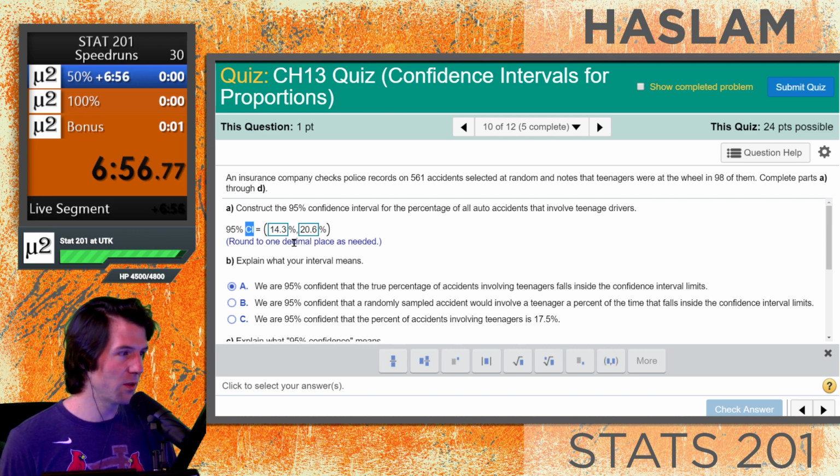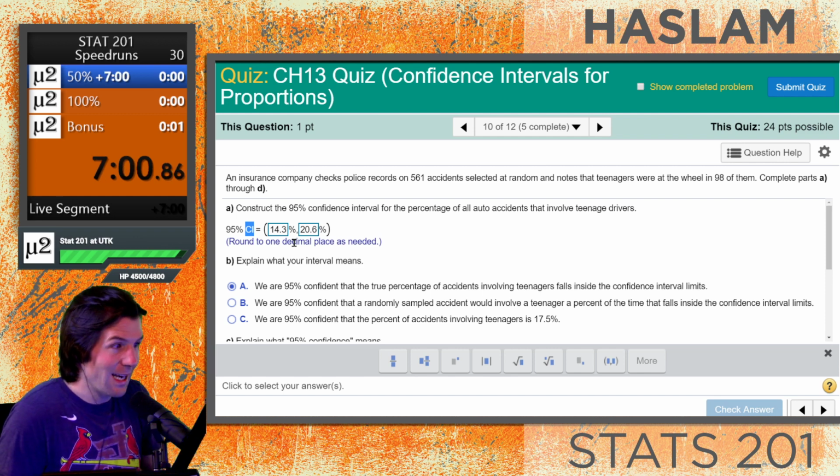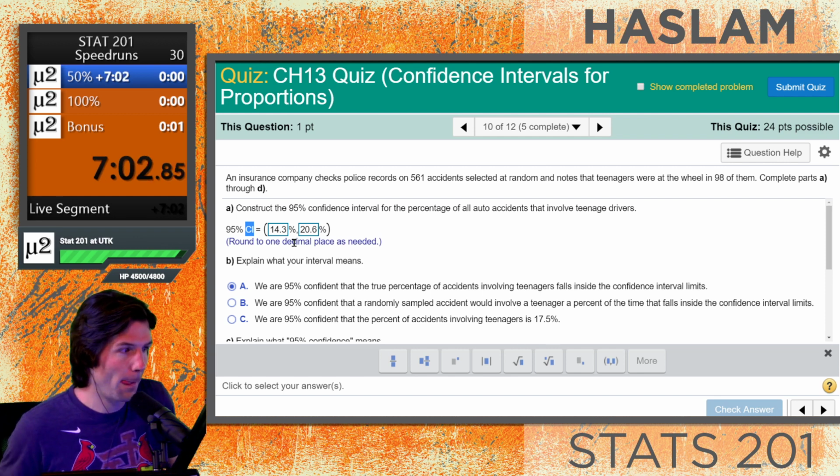Someone, 100 points, post the formula sheet for Morgan. It's on the Stats 201 webpage under exam 2. With all the help stuff, you'll see formula sheet.